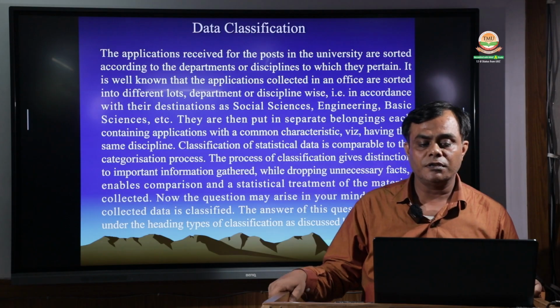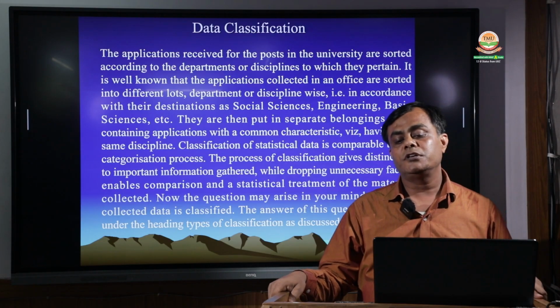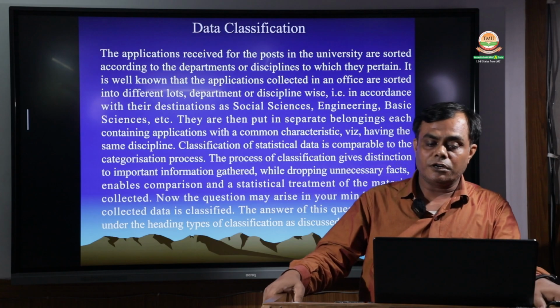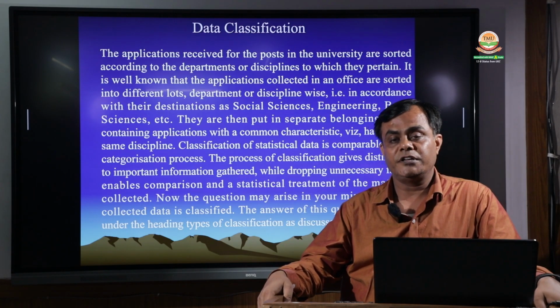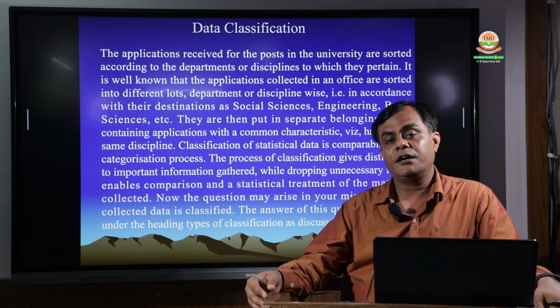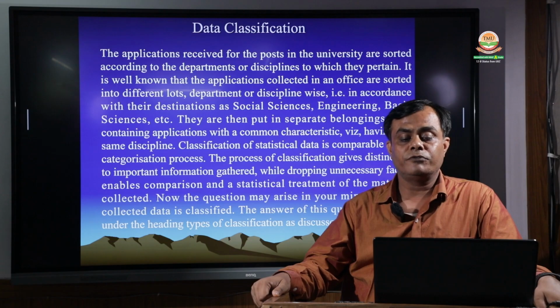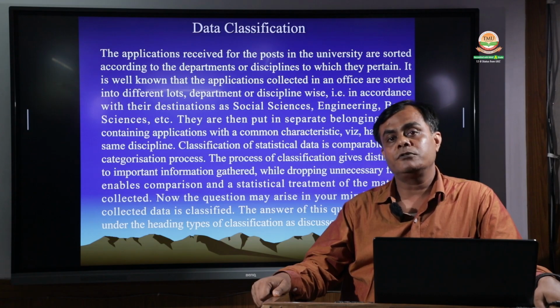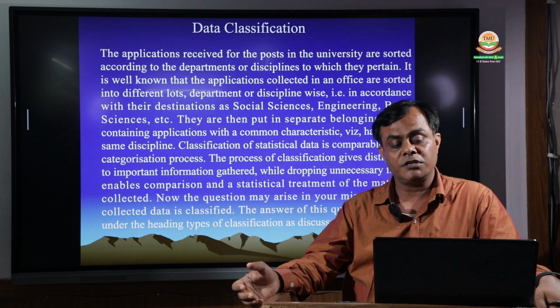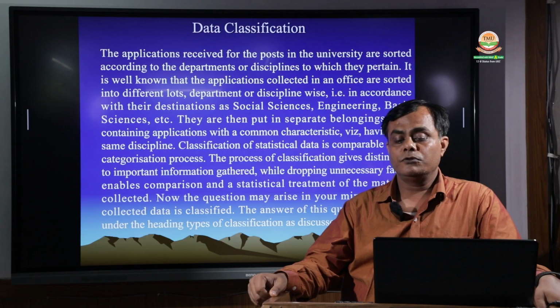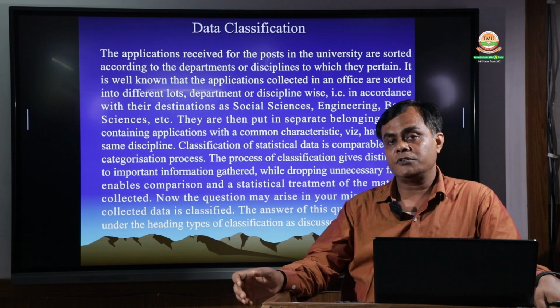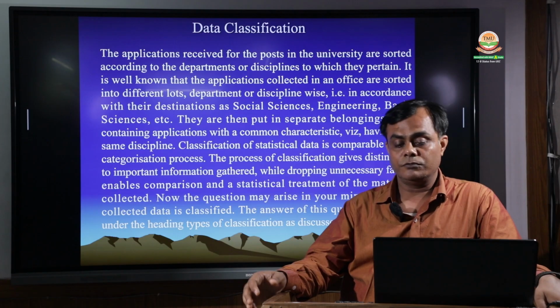The applications received for the posts in the university are sorted according to the department or discipline to which they pertain. So simply we are classifying whatever applications come to the university for a particular post or particular department, or different posts and different departments, according to the department or discipline for which they are coming.